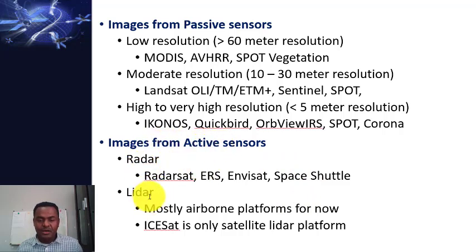Radar and LiDAR imageries. From radar, we know RadarSat, ERS-Sat, Envisat, Space Shuttle. This is the type of imagery which provides digital elevation model. And there are also LiDAR imageries. These are airborne platforms, and the only spaceborne platform for LiDAR is ICESat data.